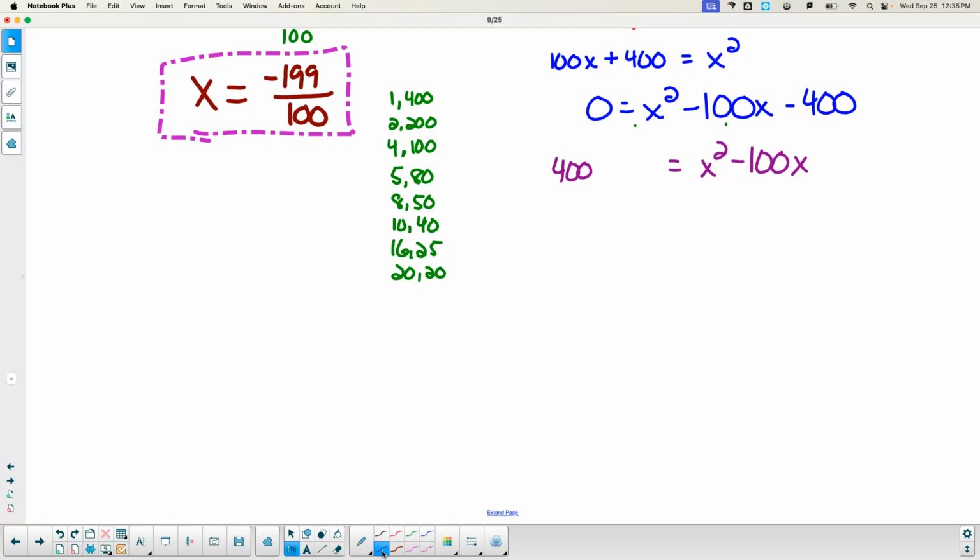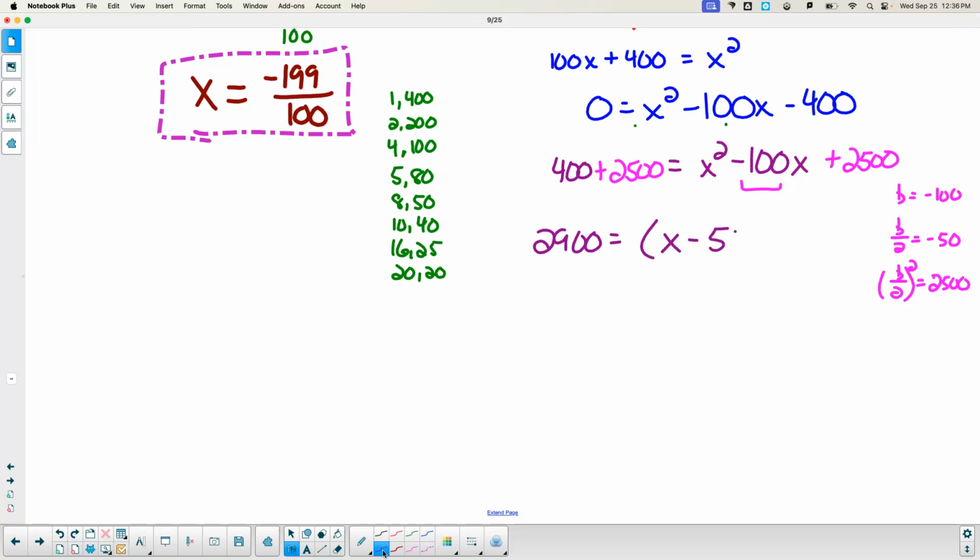I'm going to set it up like this. Now, this number right here is my B. I'm going to divide that by 2. And then I'm going to square it. That squared number is what's going there and there. So that I get that. Now what?